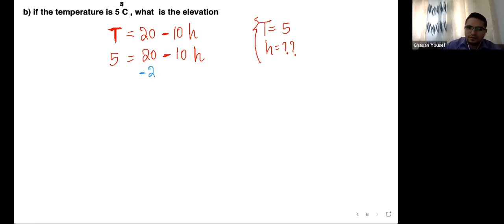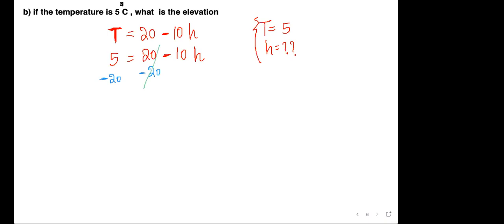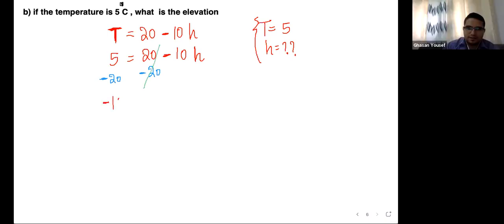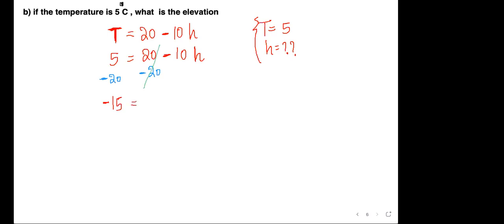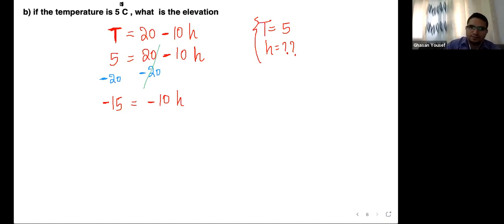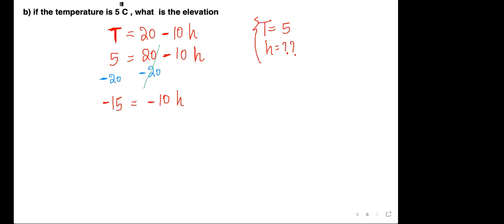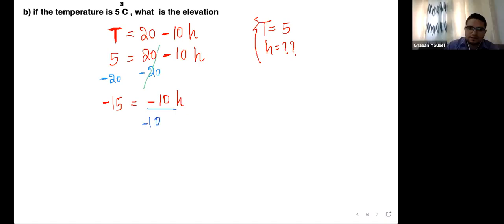Subtract 20, subtract 20. So what do I get? Here they cancel each other. You get negative 15 on this side, equals negative 10h on the other side. Then what do I have to do? Next step, simply divide by negative 10 on both sides to get h by itself. So we divide by negative 10 on both sides.